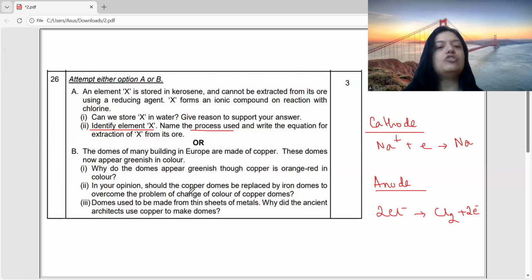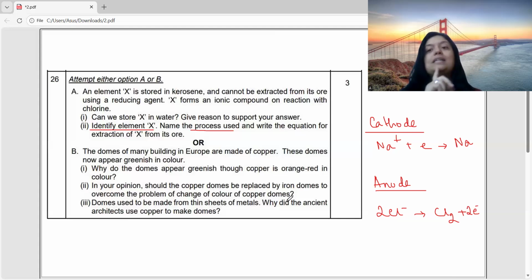In your opinion, should the copper domes be replaced by iron domes to overcome the problem of change of color of copper domes? Now, we already know that iron gets rusted when it is exposed. So the reddish layer of rust will be formed over these kind of materials. And sometimes the rusting part comes out, making the element beneath it much more unstable. So if we are replacing dome with these iron materials, definitely the dome will become unstable. We cannot recommend that.